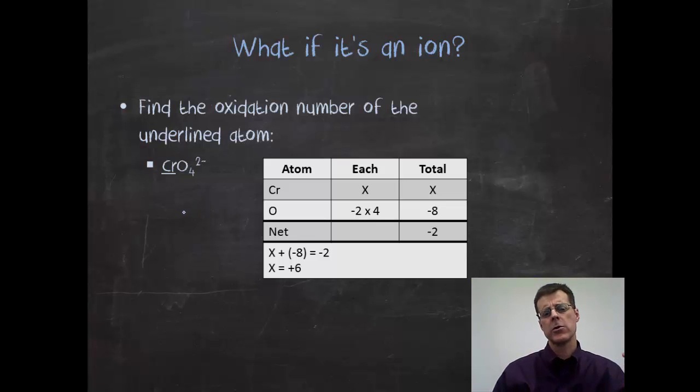Well, what if there were 2 chromiums or 2 carbons? You do the same thing. All right, then it would be, say, a 2X instead of just an X. Now, this one doesn't have that, so I don't have to worry about it.